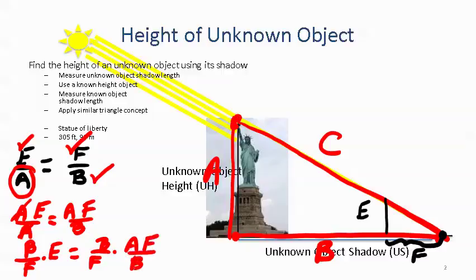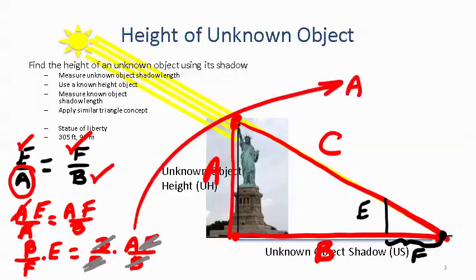And what do we observe? We observe that certain simplifications take place on the right-hand side. And eventually, we end up with an expression for the height A. So A will be equal to E times B divided by F. So the quantities on the right-hand side of this equation are all quantities that we can measure, and then we can use them to find the unknown height.